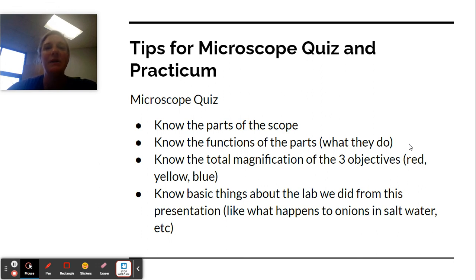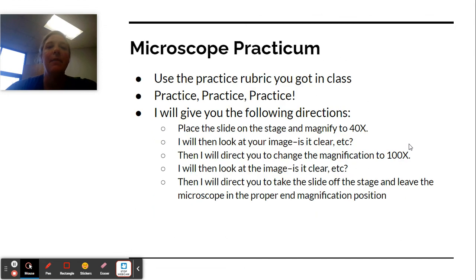I'm going to have you keep those microscope lab handouts for your reference. For the practicum, you got the rubric in class and you can just look over that. You don't have to memorize it, but just know that it's practice, practice, practice. Come in during study hall if you feel like you need extra practice, or after school while you're waiting on your ride home.